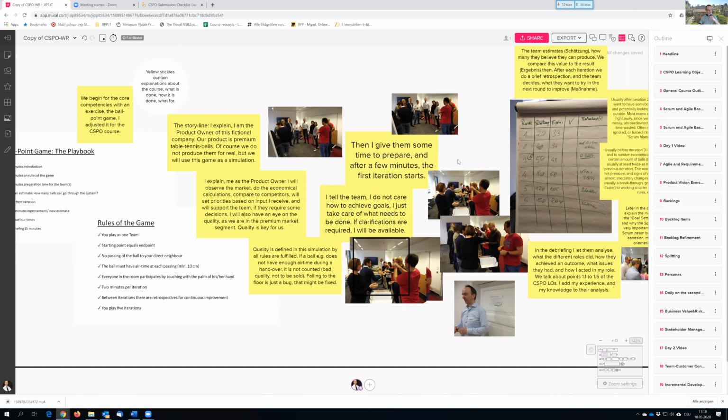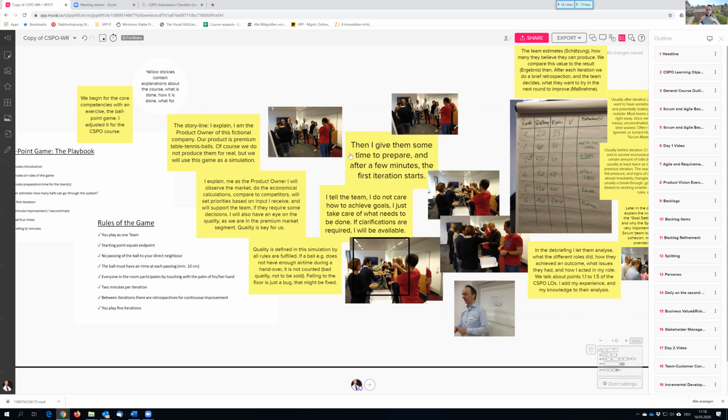Then they have a little bit of time to figure out how to produce table tennis balls according to these rules. After these couple of minutes, they just need to do it. They have 2 minutes in every iteration. So this is the concept of iterations, of time boxing as well. They have 2 minutes to produce them.